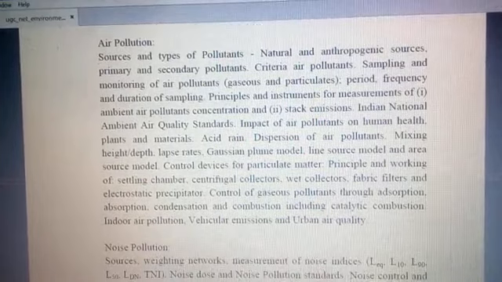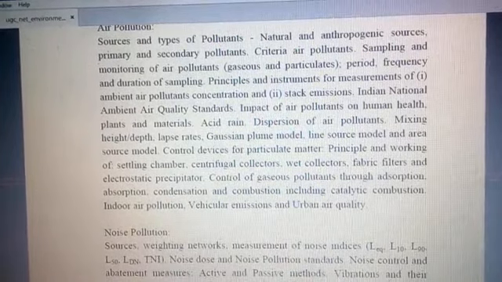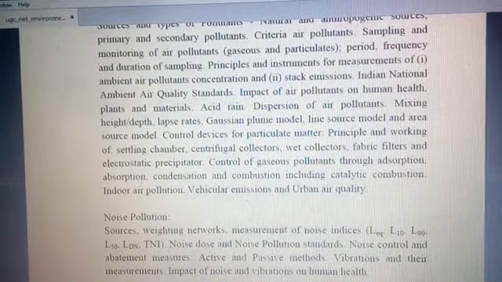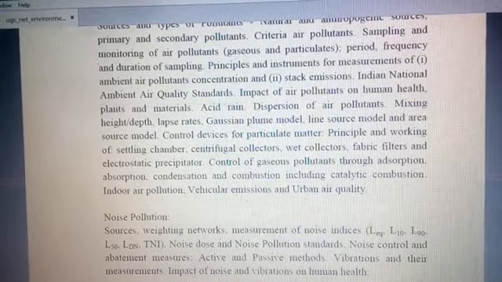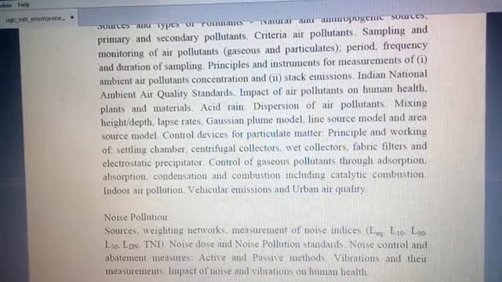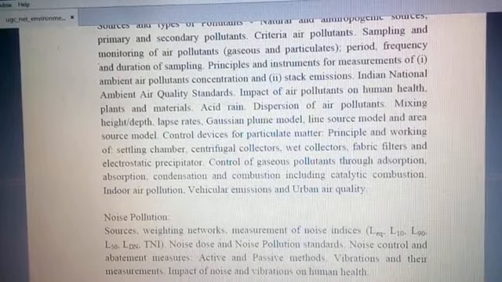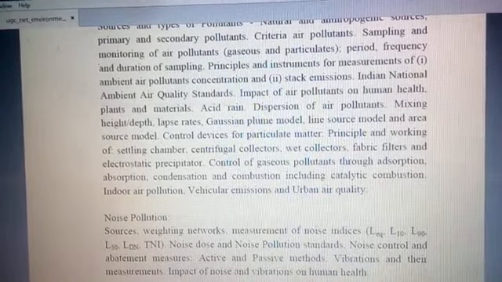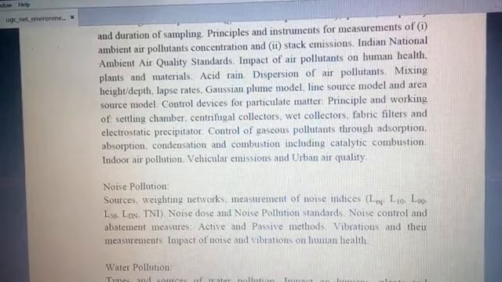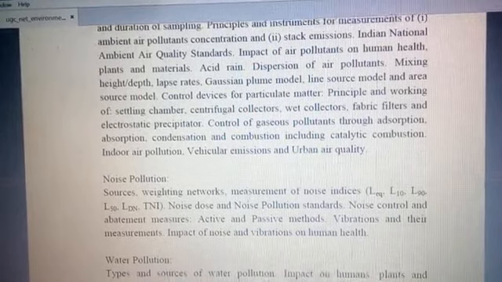Next topic is noise pollution. In this topic we will cover sources of noise, the measurement of noise indices: Leq, L10, L90, L50, Ldn, TNI. Noise dose and noise exposure standards, noise control and abatement measures, active and passive methods, vibrations and their measurement, impact of noise and vibrations on human health.